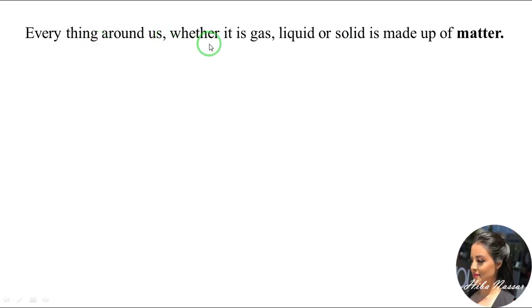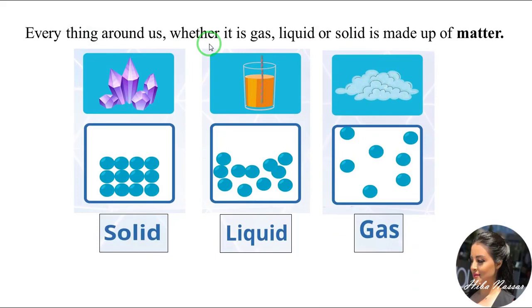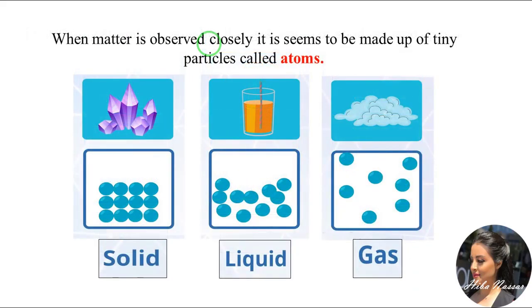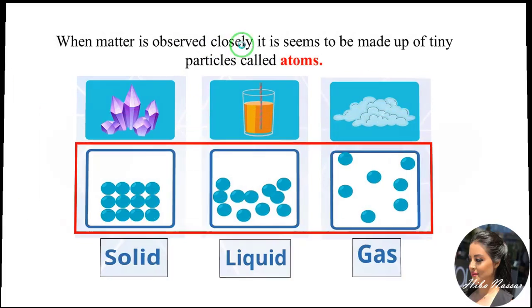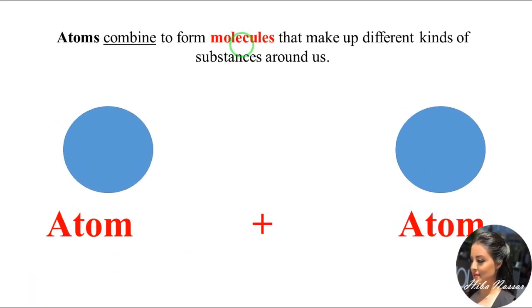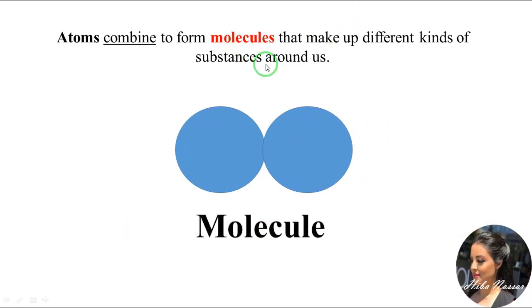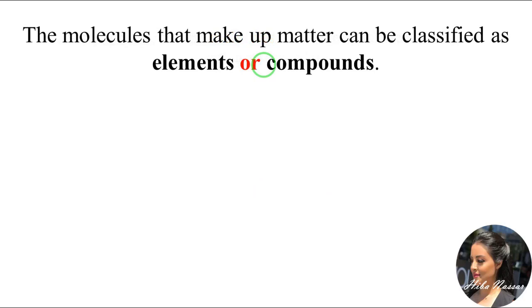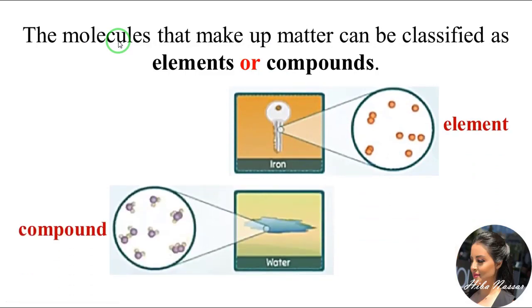Everything around us, whether it's a gas, a liquid, or a solid, is made up of matter. When matter is observed closely, it seems to be made up of tiny particles called atoms. Atoms combine to form molecules that make up different kinds of substances around us. The molecules that make up matter can be classified as elements or compounds.